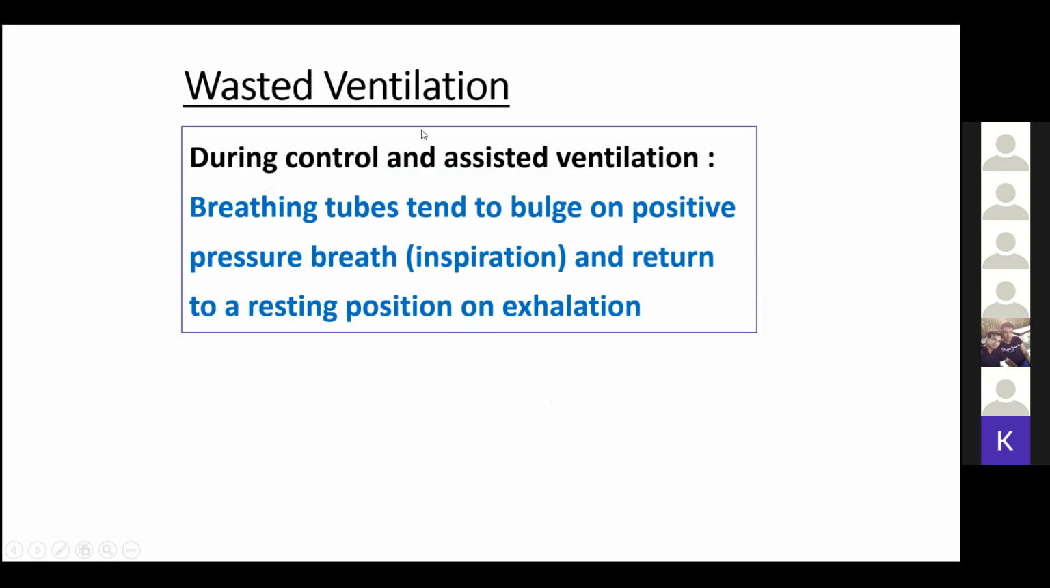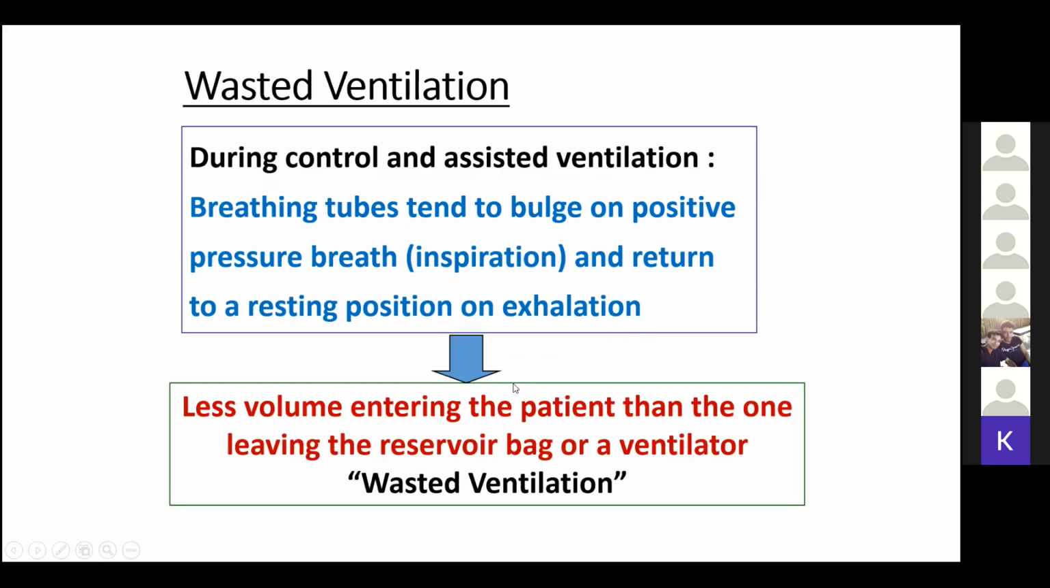Then there is something called wasted ventilation. This happens on controlled ventilation or assisted ventilation. Breathing tubes tend to bulge on positive pressure breath, that is inspiration, and return to resting position on exhalation. So this is called wasted ventilation: less volume enters the patient than the volume leaving the reservoir bag or ventilator. And hence it is called wasted ventilation.